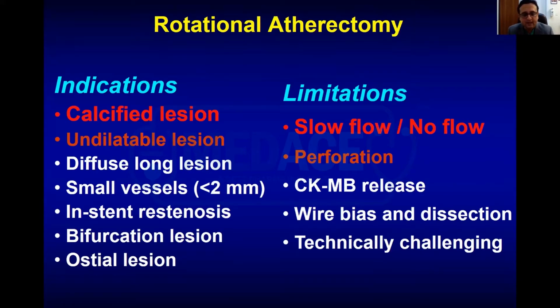So what are the issues that come up with it? Obviously, slow flow, I think, is the most common one. Then perforation, thankfully, is not that common, but it does happen. CKMB release. I think CKMB release is not really important for the Pakistani market, but in the US, especially in New York, you need to report any CKMB release more than 5 times normal post PCI. Even if you have a successful rotablation case, if your CKMB release was higher, it's counted as a complication. So that's something, again, which favored use of orbital atherectomy. Then wire bias and dissection. And I think it's a bit more technically challenging than OA or use of laser.